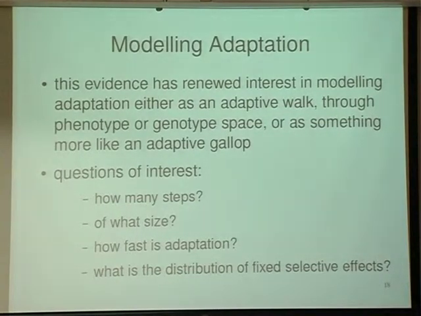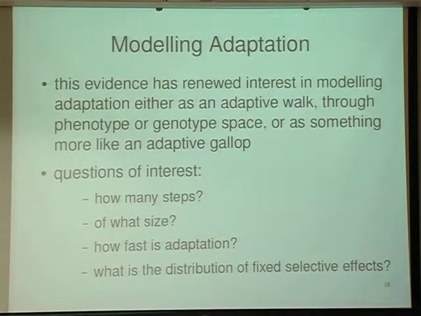So evidence from QTL and from experimental evolution has sort of renewed interest in the modeling community to model adaptation, either as a walk through phenotype or genotype space, or something which I call more like an adaptive gallop. You know in a gallop, some feet are up while the other feet are still coming down, and it's all happening at once. And this, I think, characterizes some of the more recent work on adaptation, especially in large experimental evolution populations, where the adaptations are all sort of happening one on top of each other. And Kavita and Michael know a lot more about that than I do, actually.